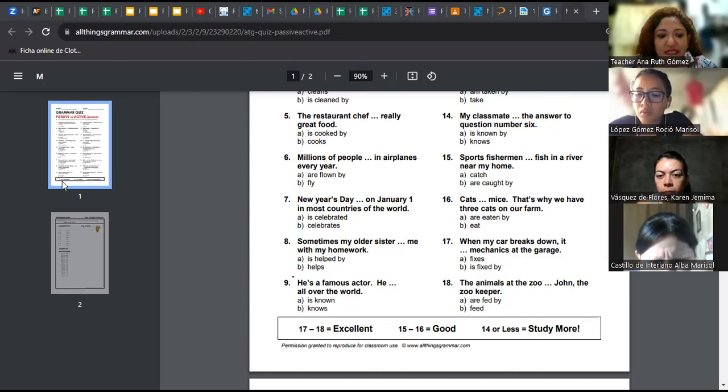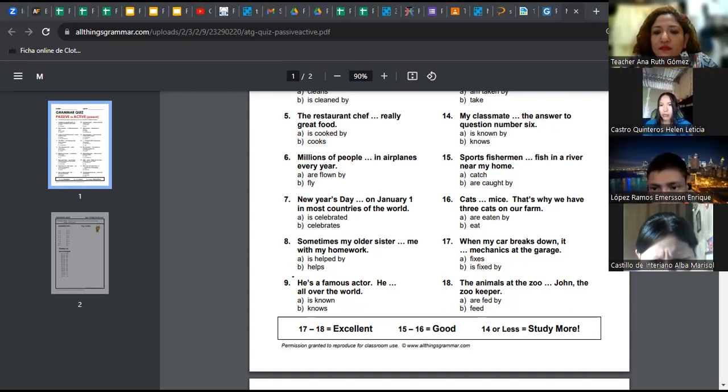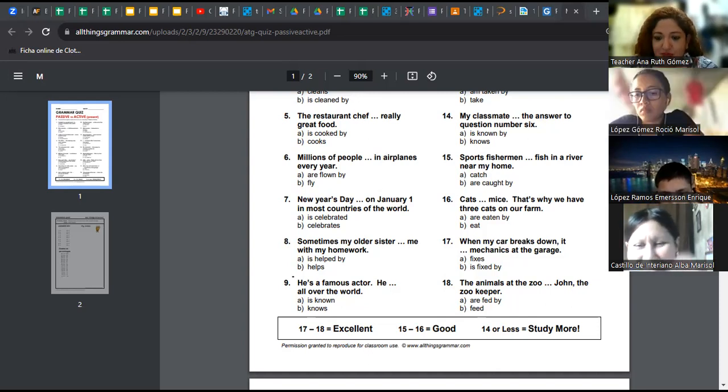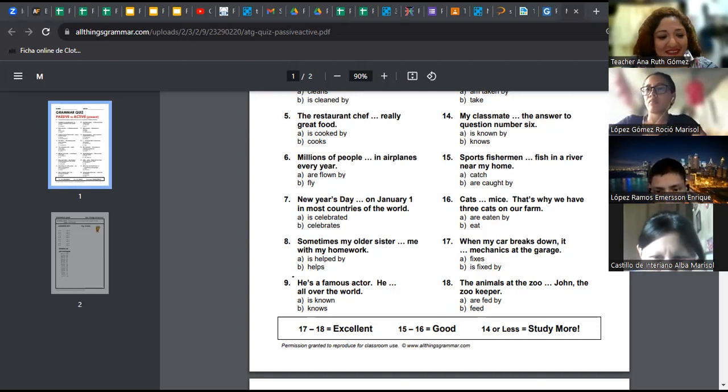What about number 16? Letter B. Cats are eaten by mice. It's letter B, porque si escogiéramos la A sería los gatos son comidos por los ratones. Is that true? No, definitely not. All right, what about number 17?